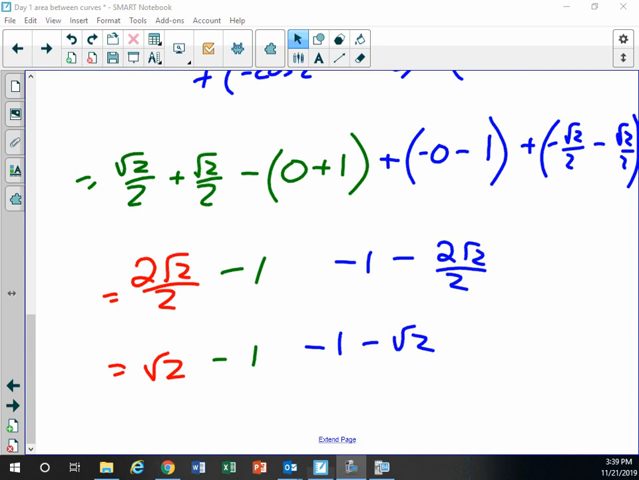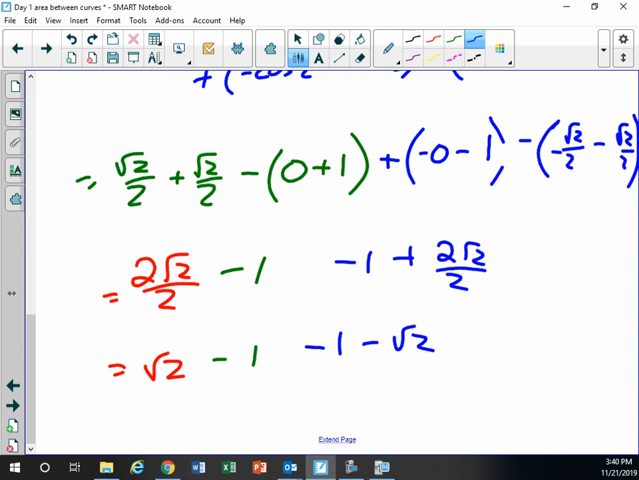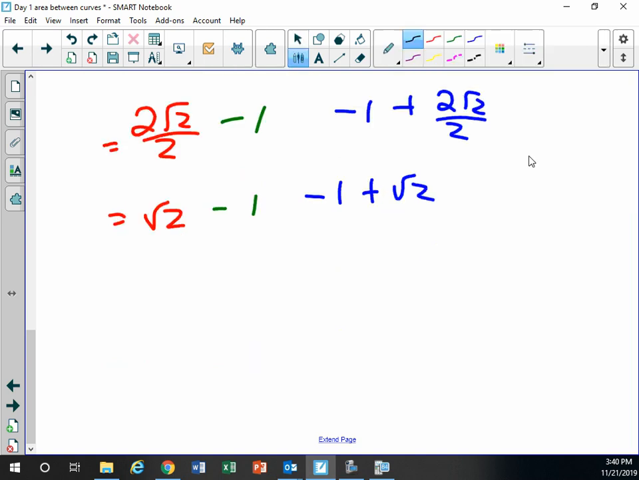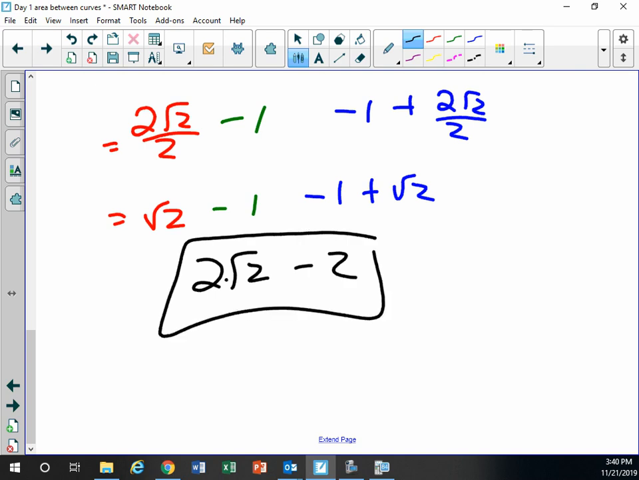Miss Year figured out what you did. So, right here, probably most of you figured that out. That should not be a plus sign right there. That should be a minus, which makes this a negative 2 root 2 over 2, but it's a positive because negative, negative is positive, which makes this 2 root 2 minus 2. That is a positive area.